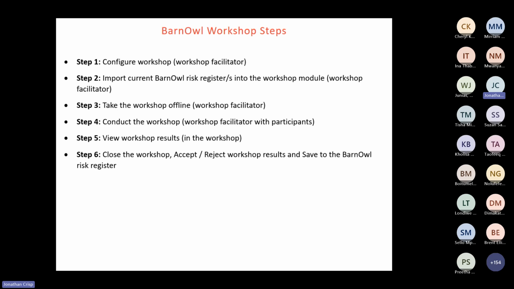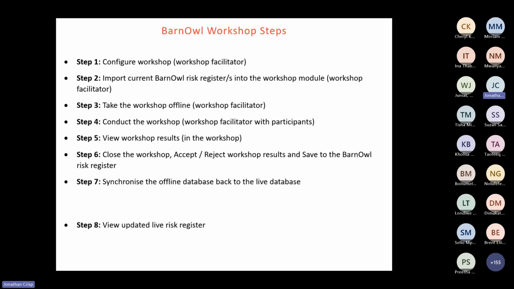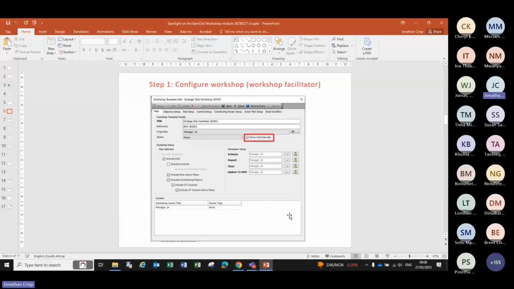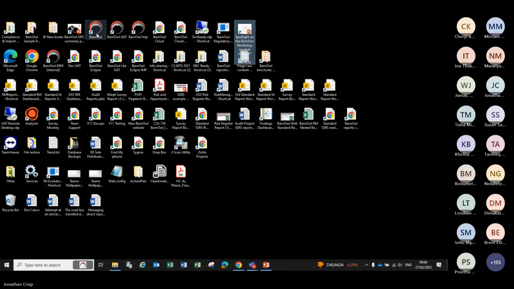Once you've completed the workshop, the administrator would close the workshop, accept or reject the workshop results, and then update the BarnOwl risk register. Synchronize the offline database back to the live database and view your updated risk register. There are quite a few slides here on how to do this, but I'm going to leave the slides now and go into the system to show you.